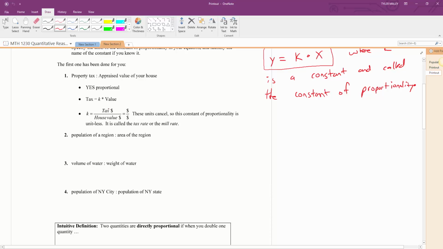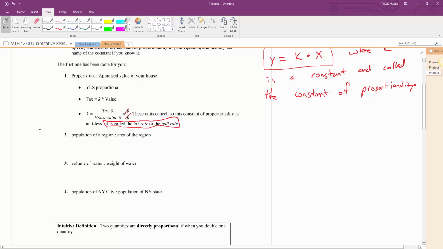If you notice, the units that my taxes are in are going to be dollars, and also the house value is going to be in dollars. In mathematics, when you take one unit divided by the same exact unit, these units cancel out. So we refer to this as unitless. Dollars divided by dollars, the dollars cancel out on the top and bottom, and so we don't have units for k. If you know this, this is called the tax rate or the mill rate. That's what this concept of proportionality is referred to in the tax world.